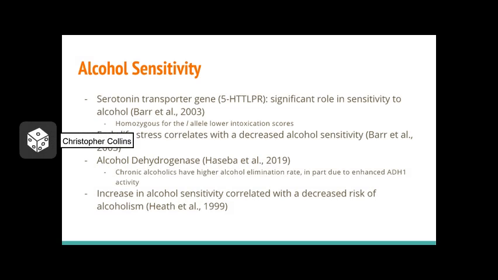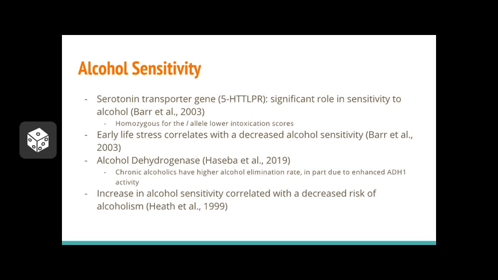So the first line of research that we found was involving the serotonin transporter gene 5-HTT-LPR, and researchers found this to play a significant role in sensitivity to alcohol. So those who were homozygous for the L allele had lower intoxication scores. So if you have this homozygosity for this allele, alcohol did not affect you as much, which could lead to the possibility of a development of alcoholism.